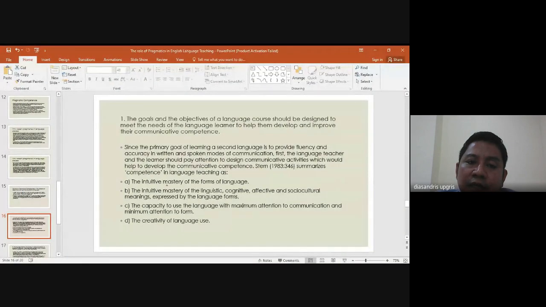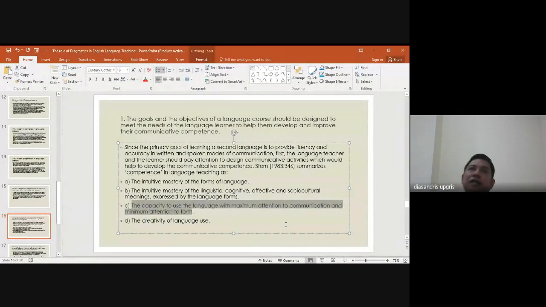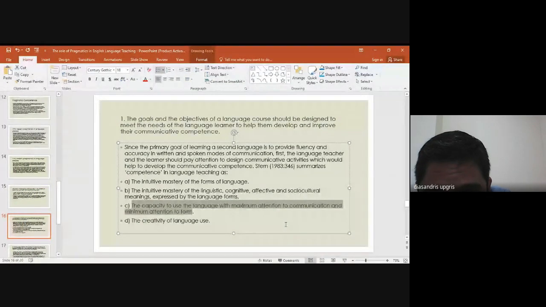Caranya bagaimana dengan A, the intuitive mastery of the form of the language. B, the intuitive mastery of the linguistic, like cognitive, affective, and sociocultural meanings expressed by the language form again. C, the capacity to use the language with maximum attention to communication and minimal attention to the form. Jadi kalau ada murid kita yang salah grammar atau salah form, ya biarkan dulu, right? Biarkan dulu, jangan dimarahi gitu. Atau dosennya lebih fokus kepada grammarnya, nunggu diliatin bener ngomongnya mahasiswanya atau siswanya gitu ya, mereka menjadi grogi, right?